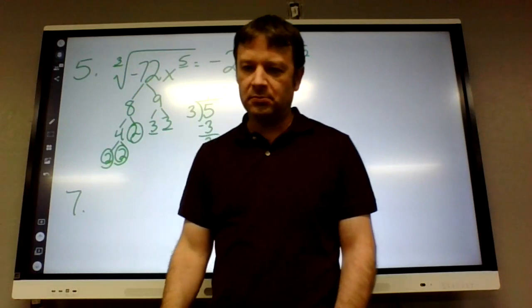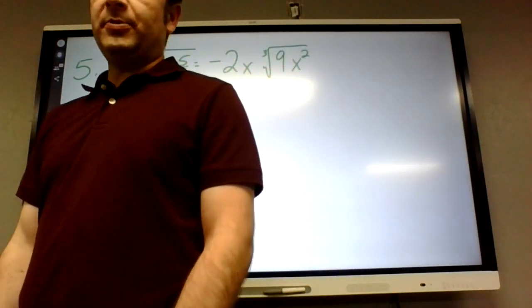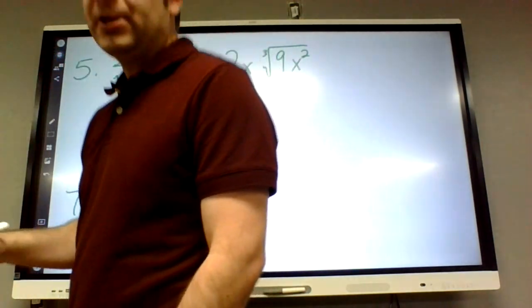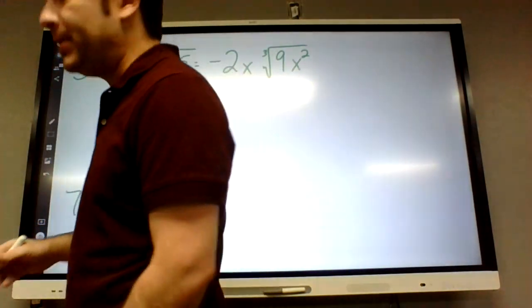Shane. Listen. Okay, number 7. These are basically the same thing. 4 through 9, you treat them the same. 27, a to the 5th b.